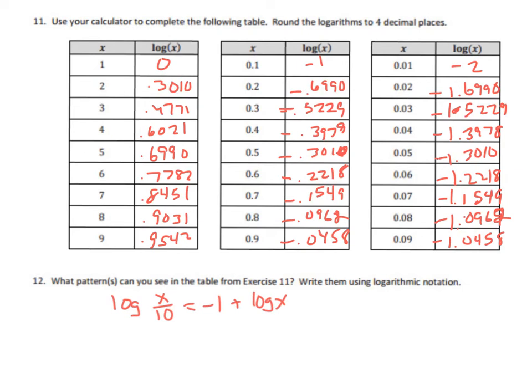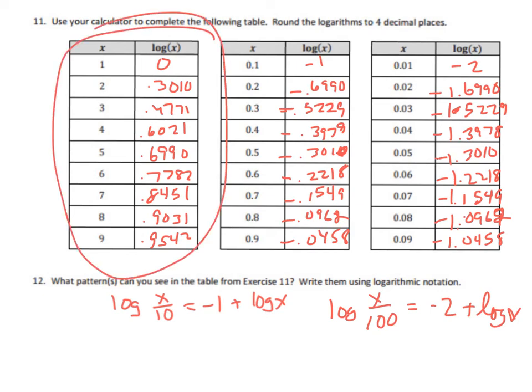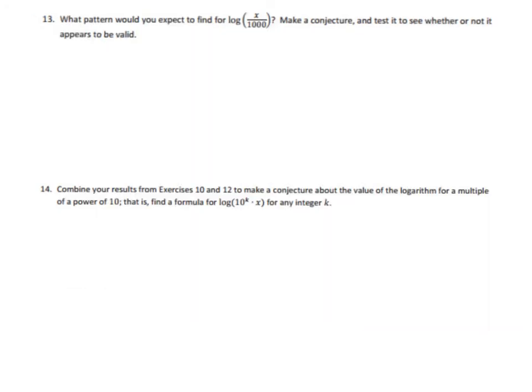And then when I go 2 decimal spots, and I do log of x divided by 100, then that's negative 2 plus log of x is the rule. So 2 decimal spots going negative, you add negative 2 on to the original. It still comes down to this original log of the basic bases. So applying it to number 13, what would the log of that be? Well, it's going to be negative 3 plus log of x. That's what your rule is going to be equal to.